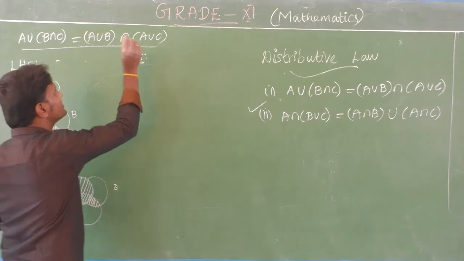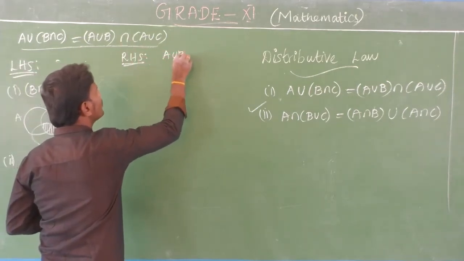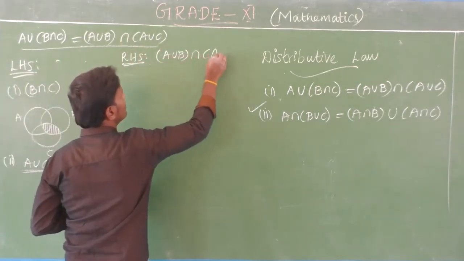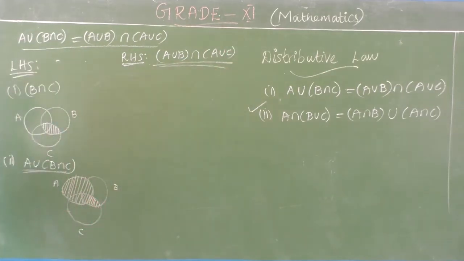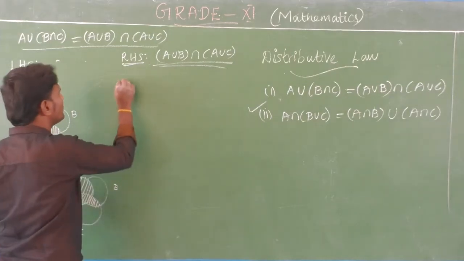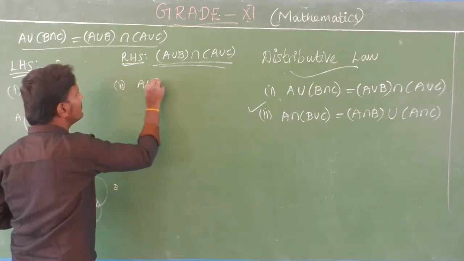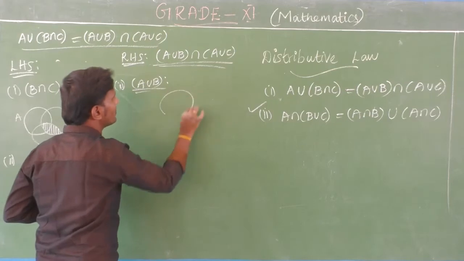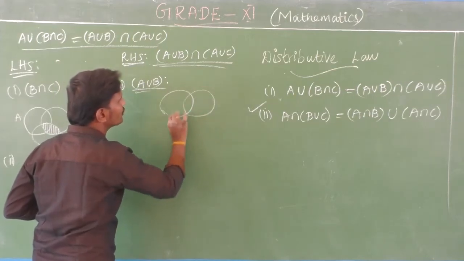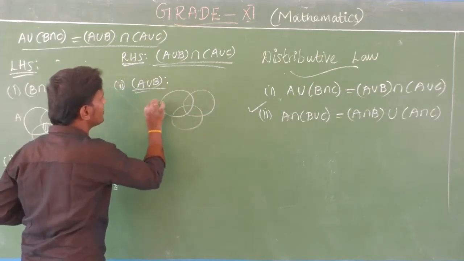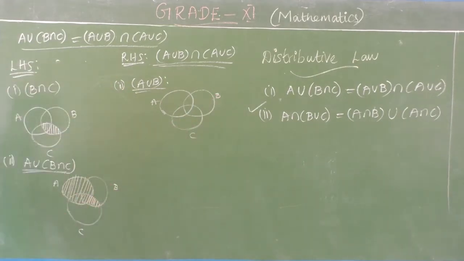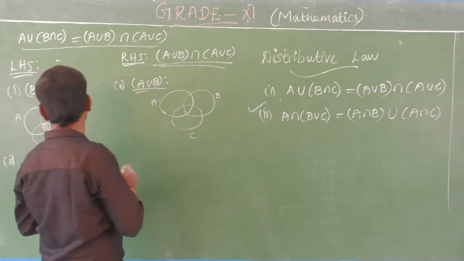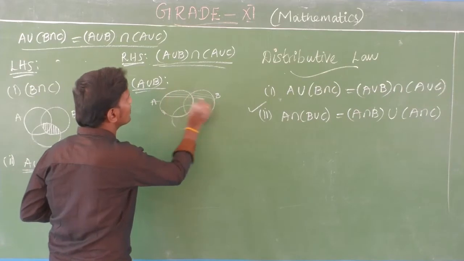And next, the right side. The right side is (A union B) intersection (A union C). From the right side we need 3 steps. So the first one is A union B. Taking the 3 circles, I'm going to draw A union B. So what is A union B? I want to shade the space for A and B. So this is the place for A union B.